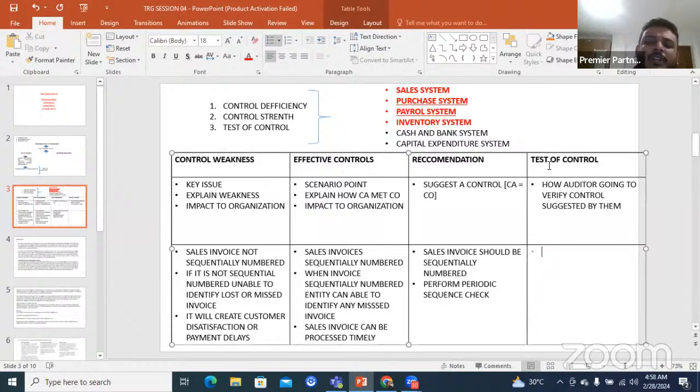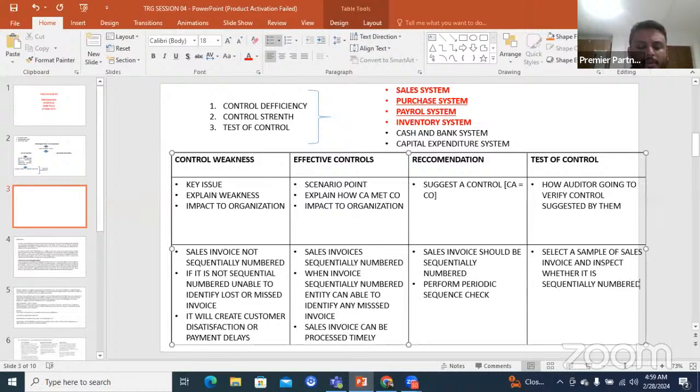Okay, how to write the test of control? Already we gave recommendations. For the recommendations or suggested controls, how are we going to test this? See, select a sample of sales invoices and inspect whether they are sequentially numbered or not.